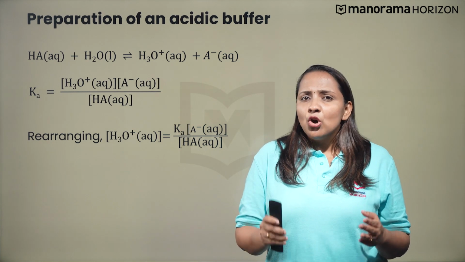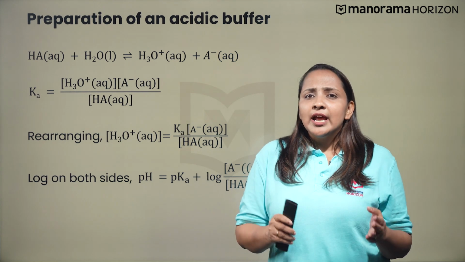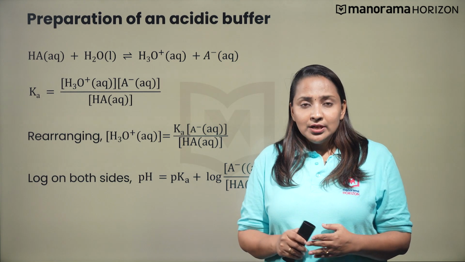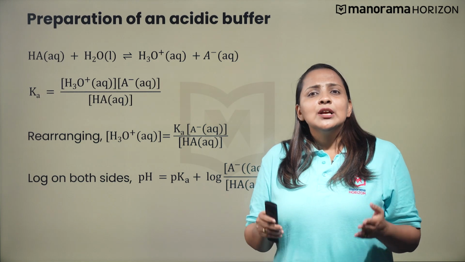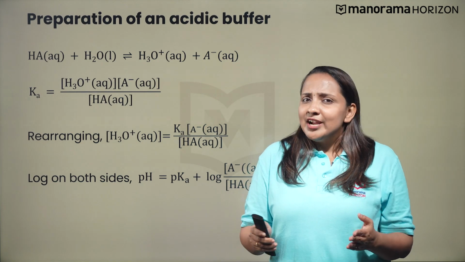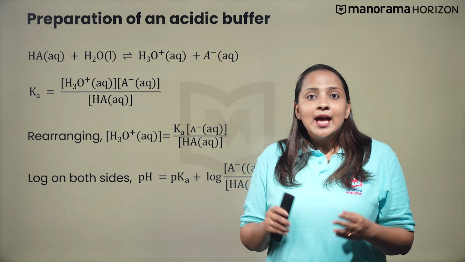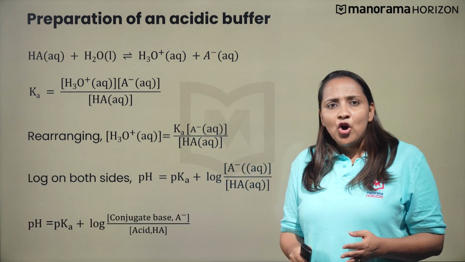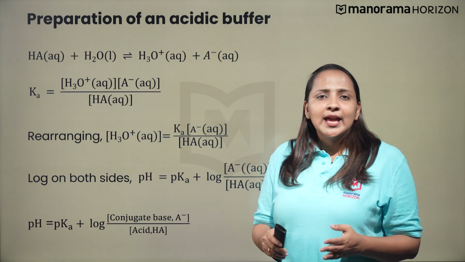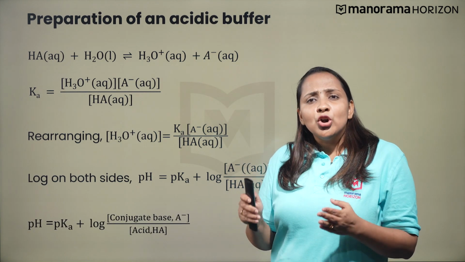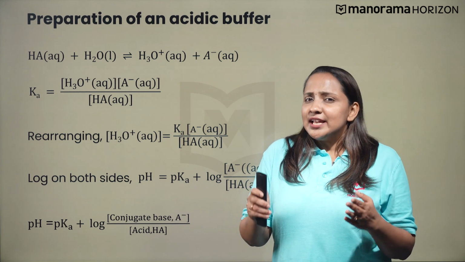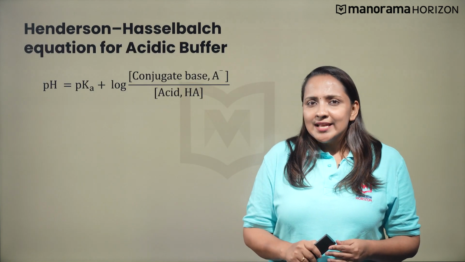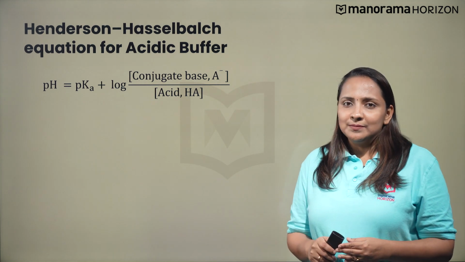Upon taking log to the base 10 on both sides of this equation, you will get pH is equal to pKa plus log [A-] divided by [HA]. This may be generalized in the form pH is equal to pKa plus log conjugate base [A-] divided by acid [HA]. The expression is known as the Henderson-Hasselbalch equation.